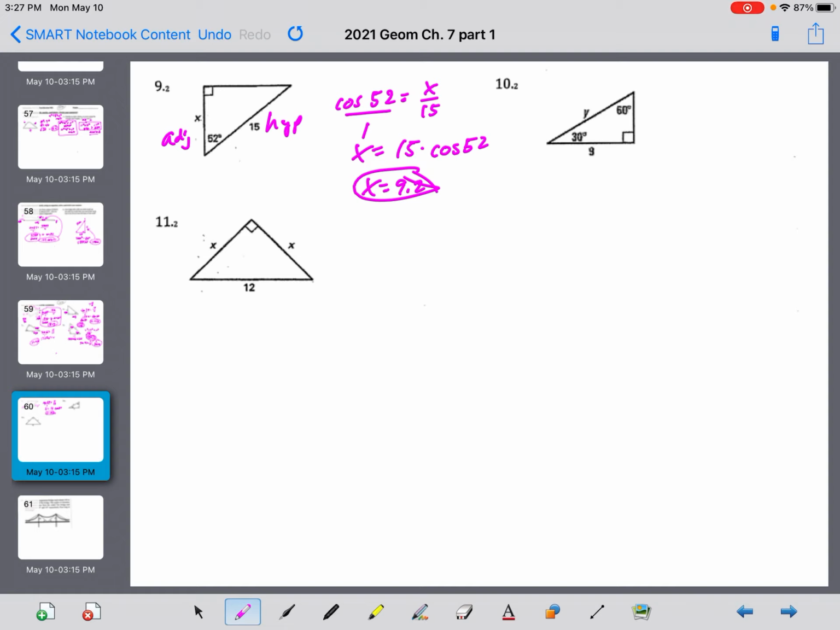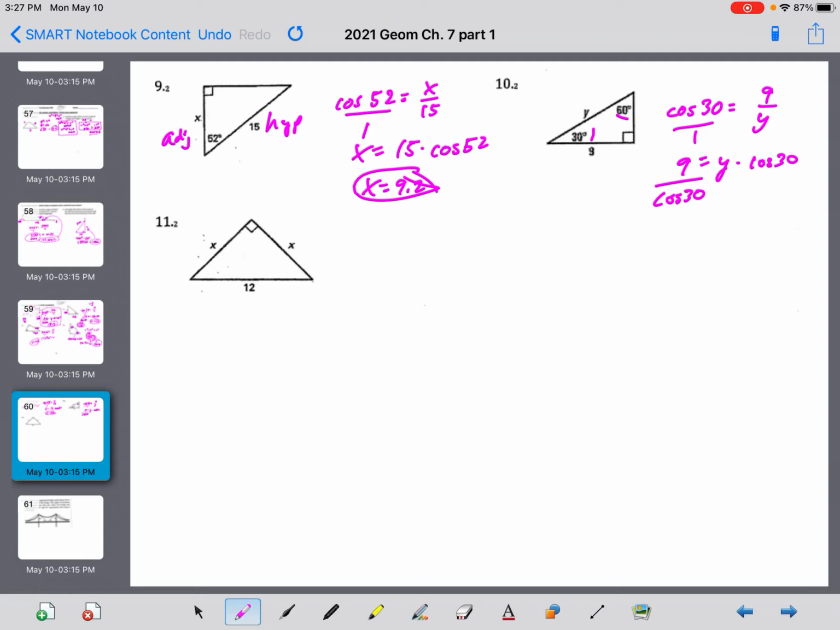You could do sine or cosine. It all depends on which angle you want to use, which reference angle. If you tried just 30, you could do cos 30 is equal to 9 over y. You could also work with the 60 and do sine 60 equals 9 over y. But this would work. 9 is equal to y times cos 30, so we have to divide the 9 by cos 30, and that'll do it for you.